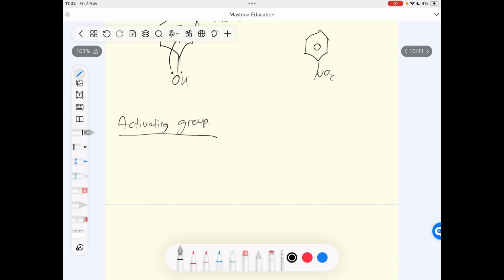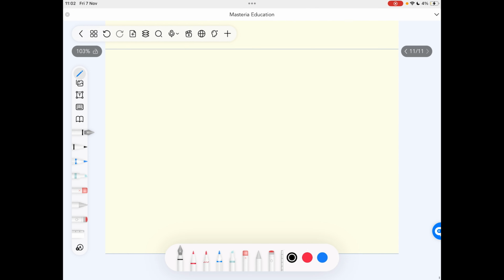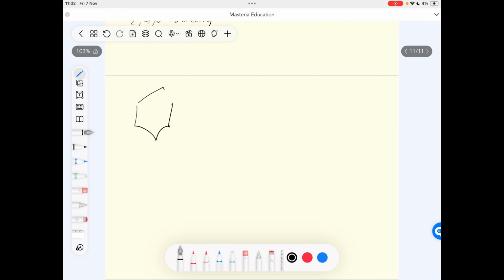Essentially, what I want you to remember is whenever you have an activating group, they are 2, 4, 6 directing. Whereas whenever you have a deactivating group, these are 3, 5 directing. What I mean by 2, 4, 6 and 3, 5, because it sounds a bit confusing, is this. So imagine we have phenol like this. This is carbon 1. When I react it with bromine, what actually happens is we have a type of substitution reaction, but it's a lot quicker, and it forms this instead.